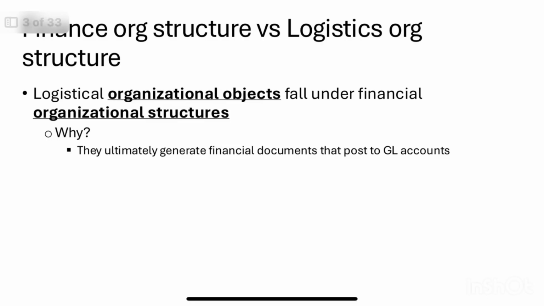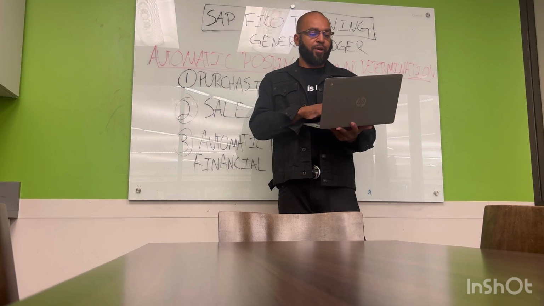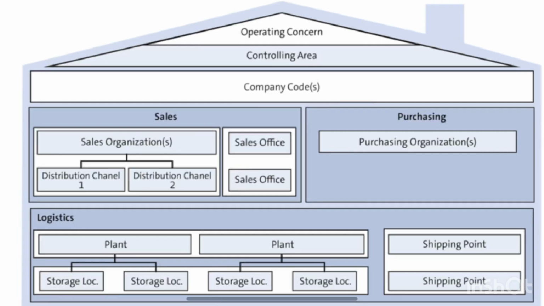Compare finance organizational structure versus logistics organizational structure. Logistical organizational objects fall under financial organizational structures. Why? Because they ultimately generate financial documents that post to general ledger accounts. And I got a nice picture that I'm going to put up here that really breaks this down. And here's the picture for you.